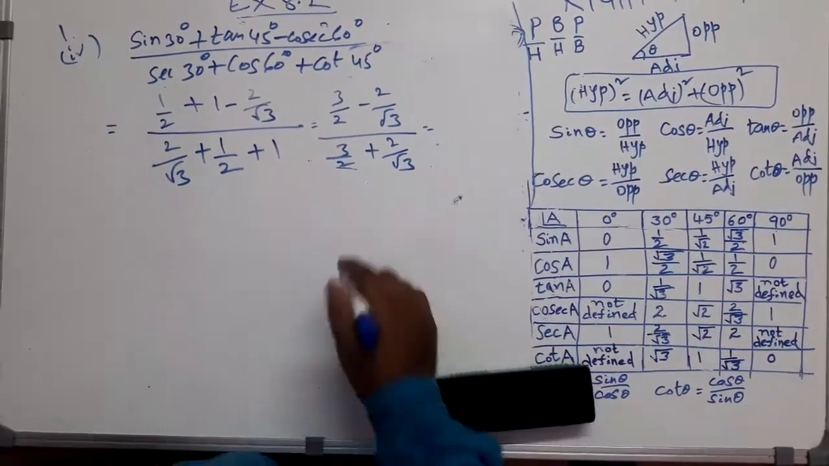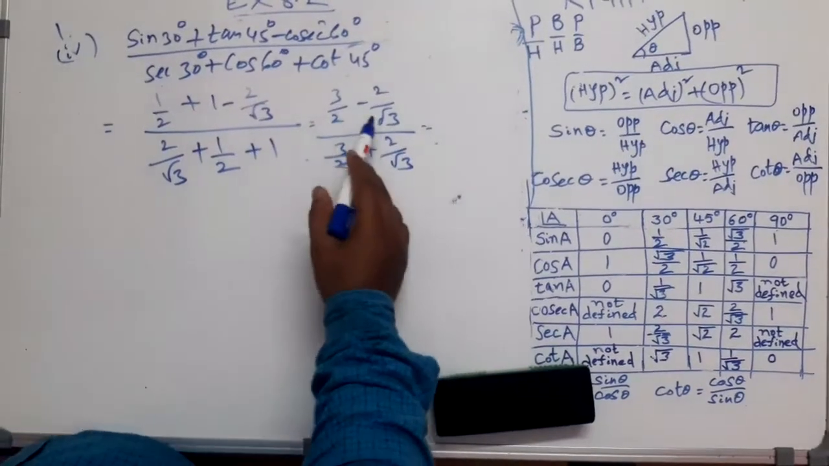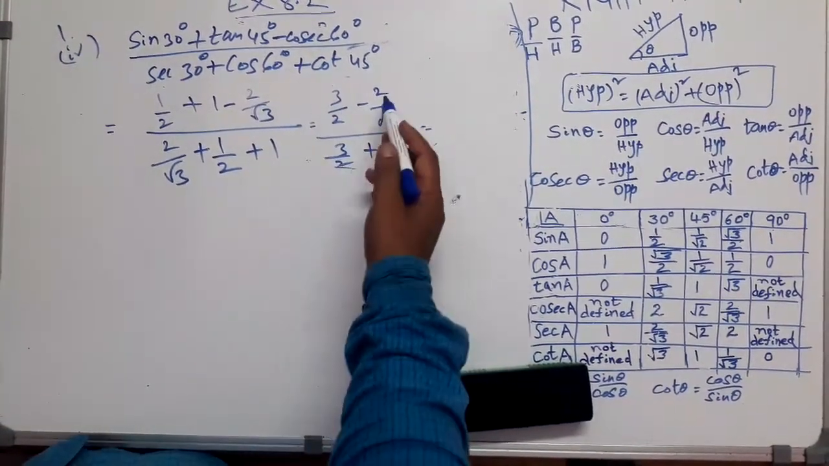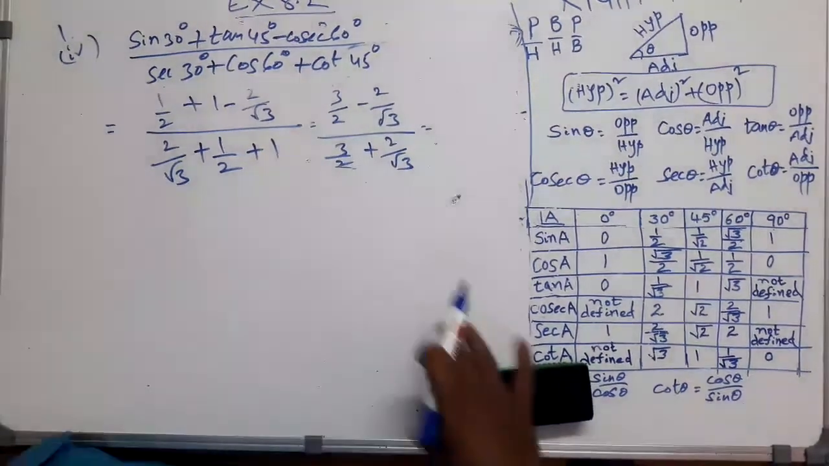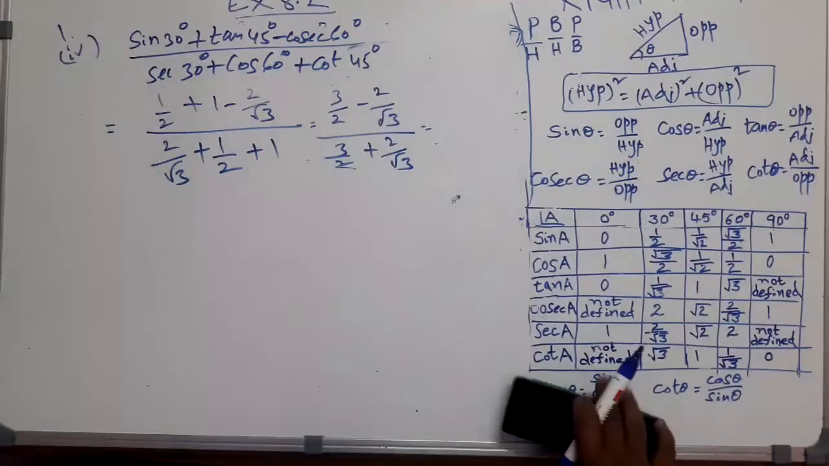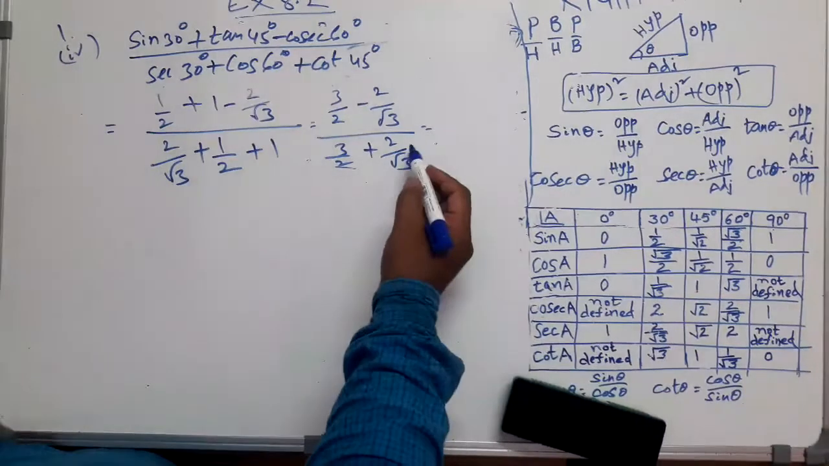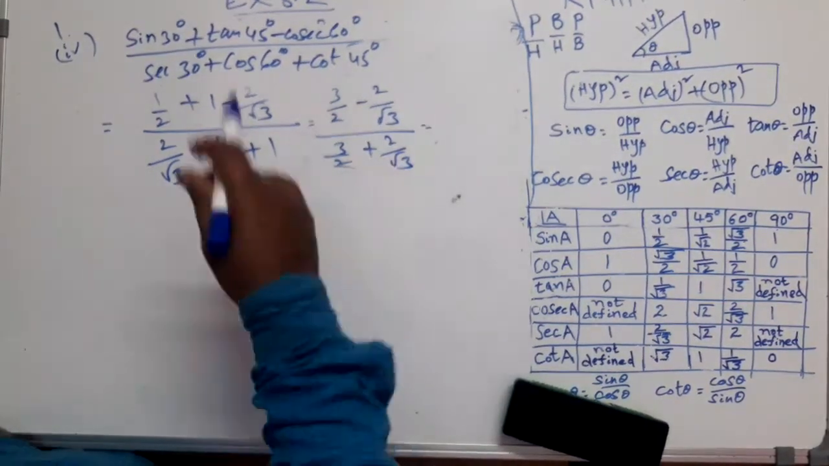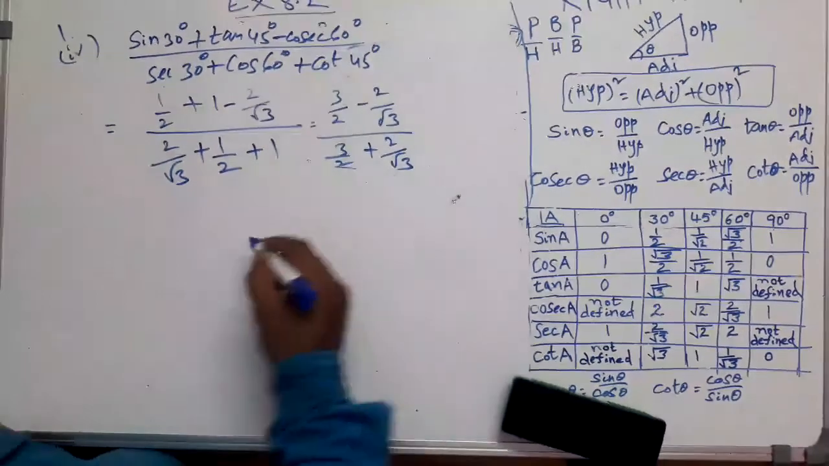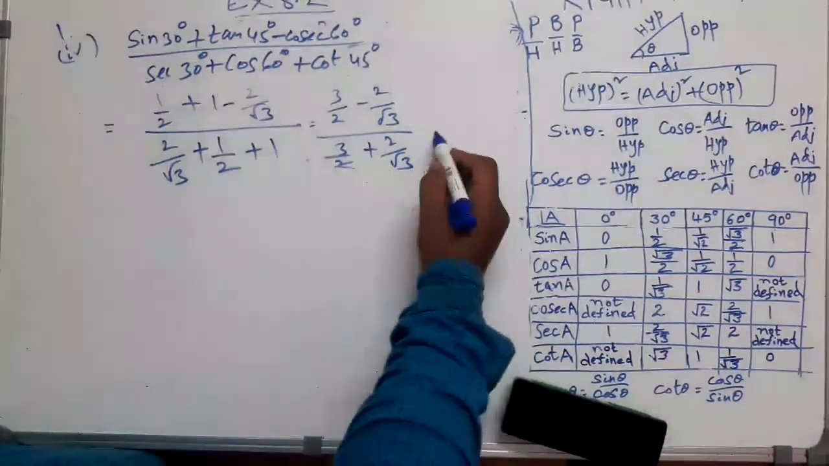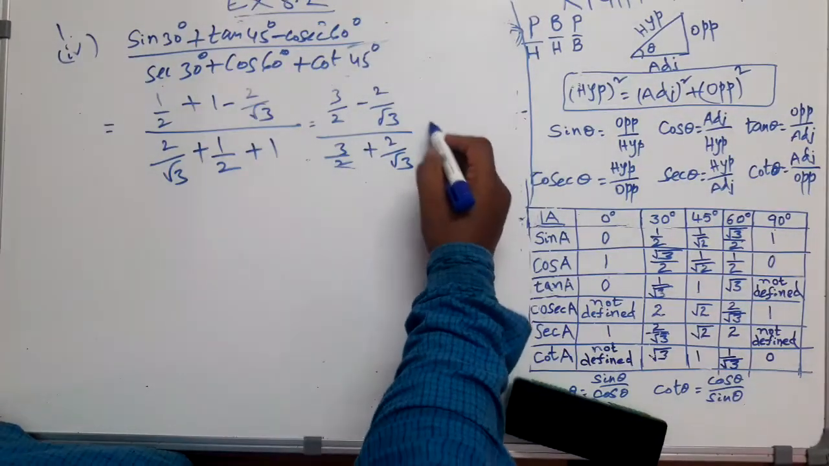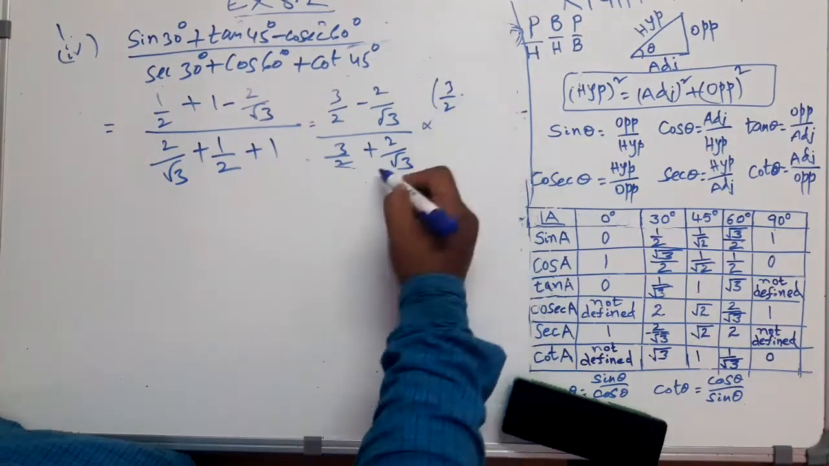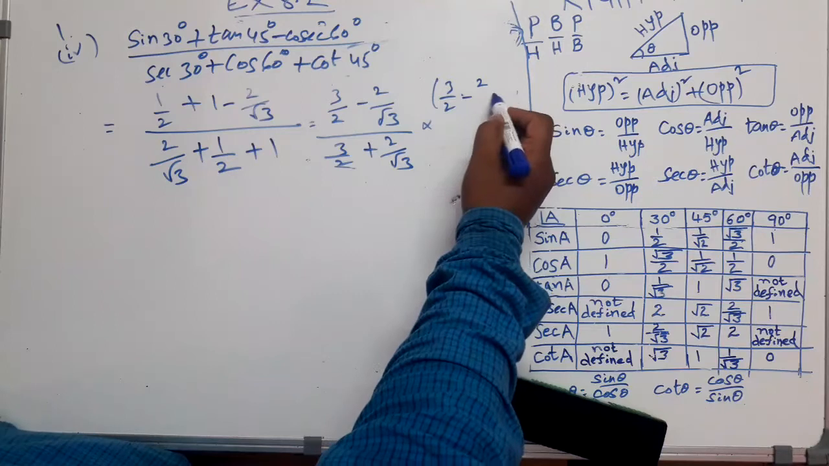Now this is of the form A minus B, and this is of the form A plus B, because I can see that these two are equal and these two are equal. So what shall we do? Let us multiply and divide by the term A minus B, that is, I am multiplying and dividing by the term 3 by 2 minus 2 by root 3.